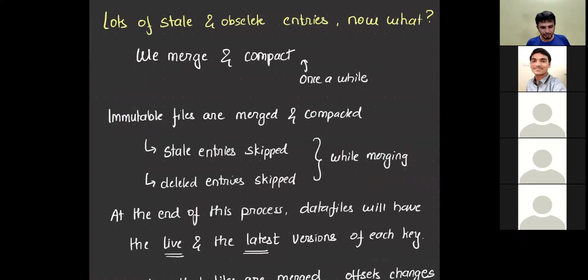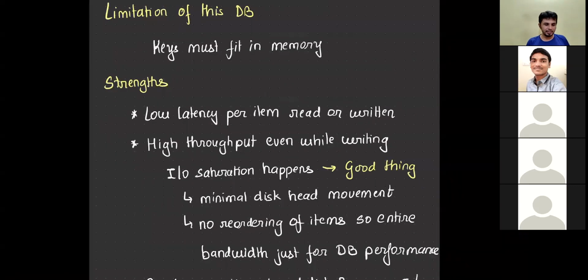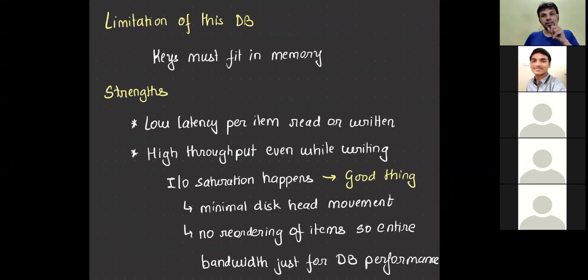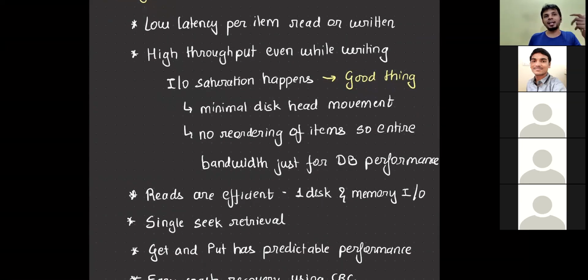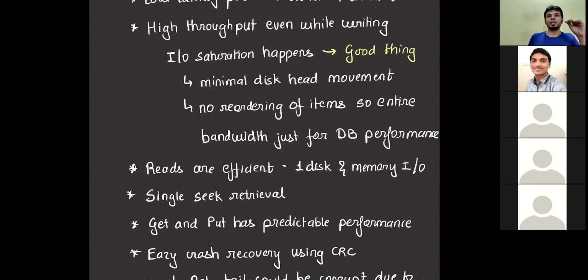Okay. So with respect to this implementation, the only limitation is that keys must fit in memory. But what do we get? We get low latency per item read or written. So get is order 1, put is order 1. We get very high write throughput and also read throughput, because read is order 1 and write is order 1. So your IO will starve, because your disk IO would hit its maximum, and your network IO might hit its maximum. Your process is waiting for IO to happen, but IO is so overwhelmed, which is a good thing because you are reaping 100% performance out of the resources that are available.